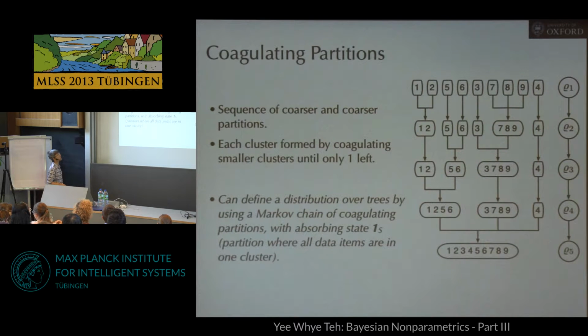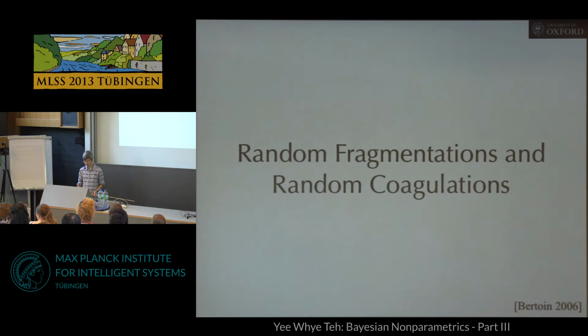But the difference here is that we're going to take a more probabilistic approach, where the prior over the trees has this sort of structure where we are either fragmenting or coagulating the partitions. Then we're going to use that as a prior for doing posterior inference. To do that, what I would like to describe to you are distributions over fragmentations and coagulations that you can then use to construct your prior over trees.